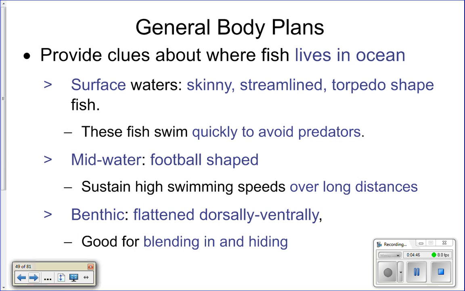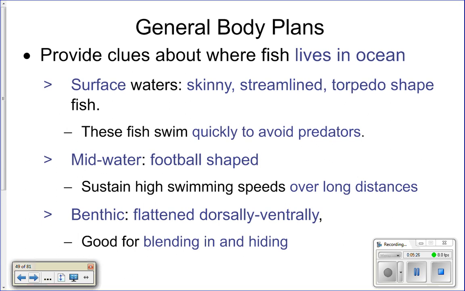So fish are awesome, clearly, but if you just look at a fish, and you don't know anything about the fish or where it lives, the shape of the body can actually tell you a lot about the lifestyle of the fish. Okay, so where it lives, whether it's on the bottom or at the surface, whether it has to be a fast swimmer or not. There's several different shapes of fish. The three that you're going to be responsible for are these three that are up on the board right now.